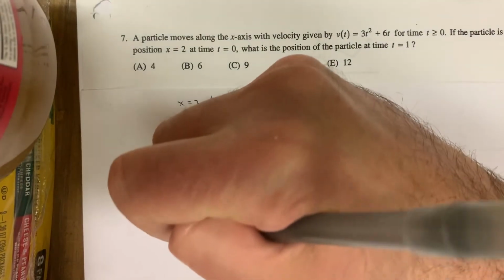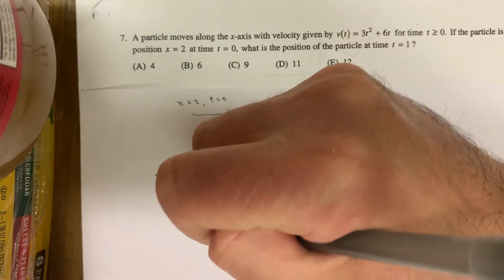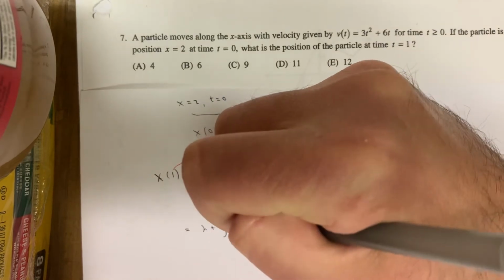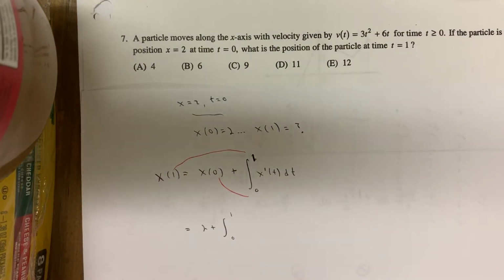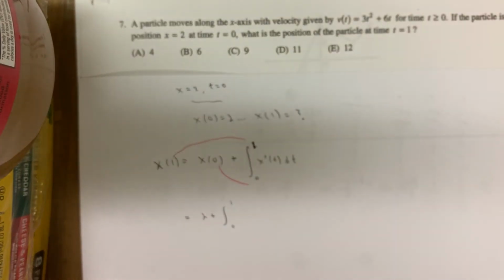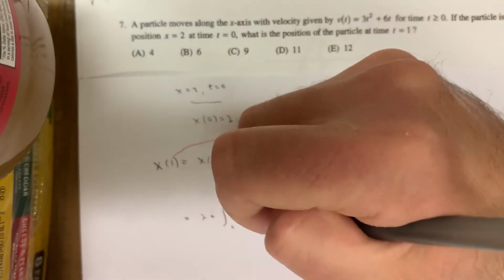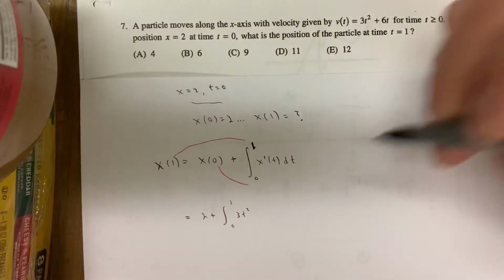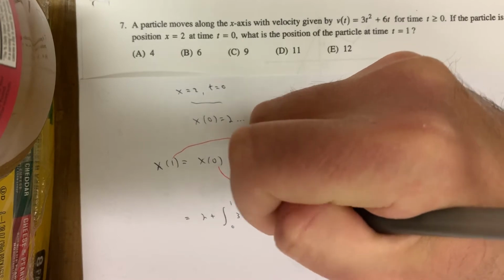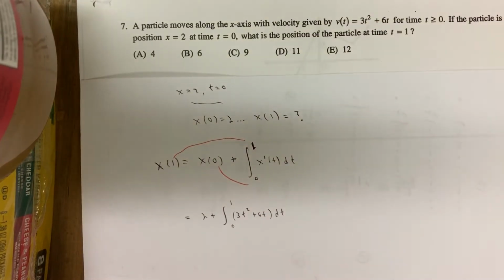So really what's going on is you really have x of 0, which is 2, plus the integral from 0 to 1. And by the way, if you want the actual change in position, that's displacement. That's just the integral of velocity, not the absolute value, right? That'd be total distance traveled. So I'm just going to integrate velocity right here. That's x prime of t.